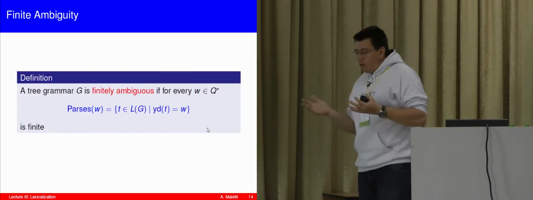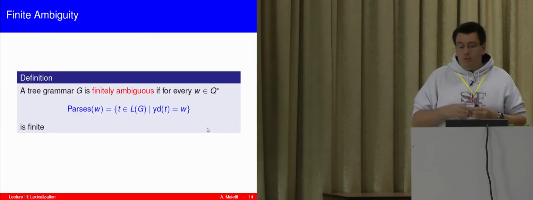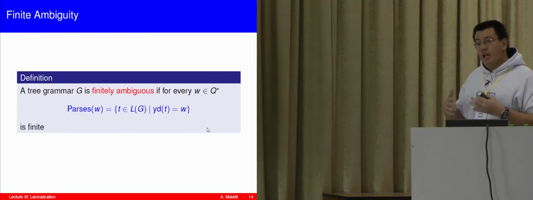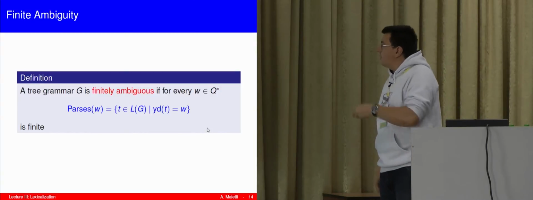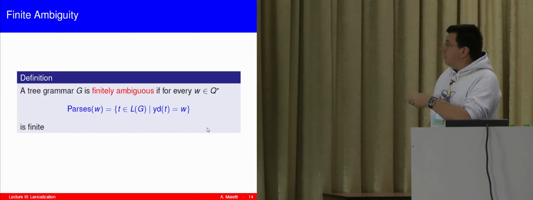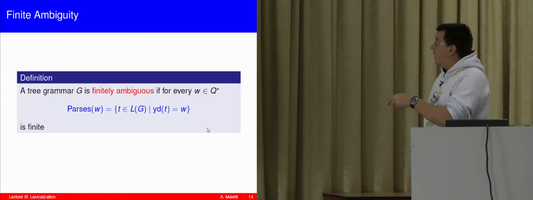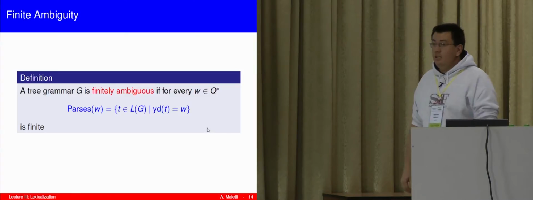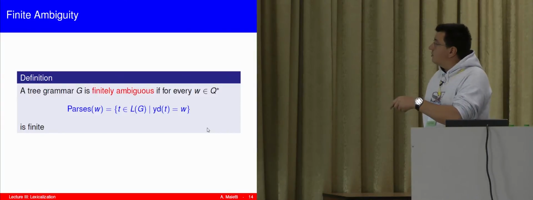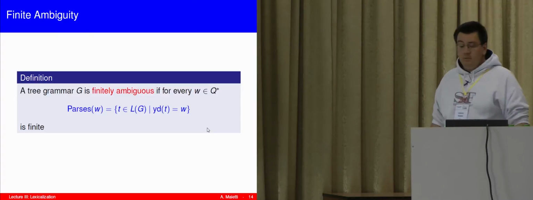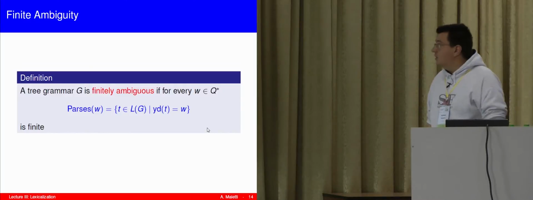And then I already told you that there is a theoretical disadvantage, and we have to take care of that. So now we'll define the concept corresponding to that theoretical disadvantage, namely a tree grammar G is finitely ambiguous if for every string W there are only finitely many trees accepted by the grammar that have the yield W. So this is the restriction: the set of parses of W, which is the set of trees accepted by the mechanism that has this particular yield, is always finite.